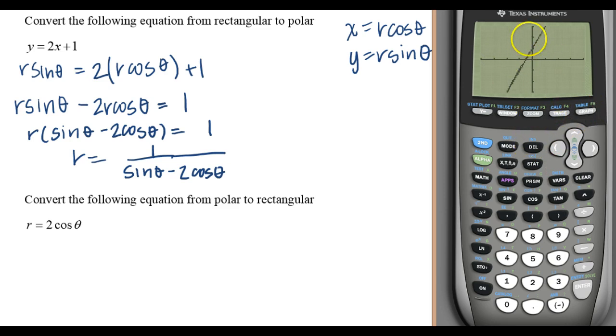So notice it ran through that line a couple times. It's a thick, darkened line, but it is the correct line. So I have a y-intercept of positive 1, and then I have a slope of positive 2. So this is the correct way to express y equals 2x plus 1 as a polar equation.